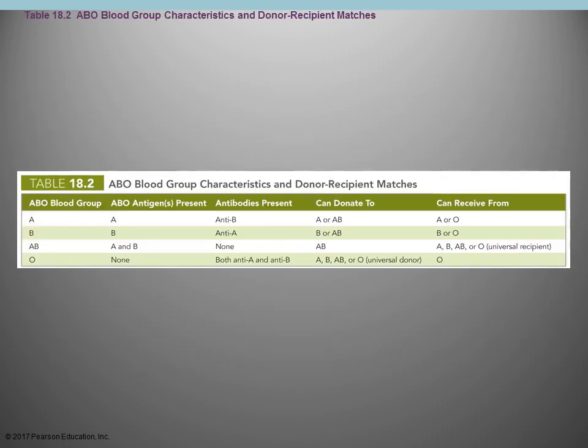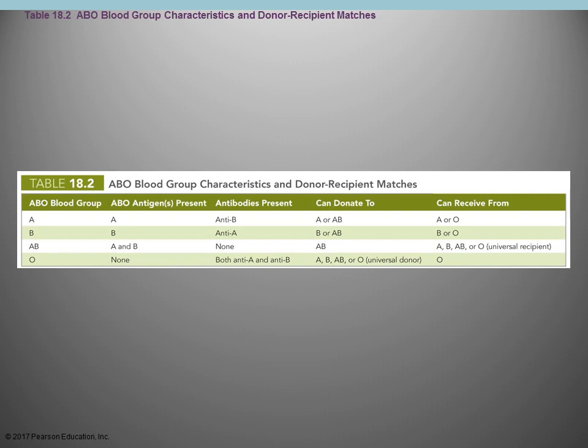This chart is showing you on the far left of the screen the four different blood types, A, B, AB, and O. So what is on the red blood cell? If you're type A blood, in the second column you see you have the A antigen. If you have type B blood, you have the B antigen. If you have type AB blood, that means you have both the A and the B antigen. And if you have type O blood, you don't have any of those antigens on the surface of your red blood cell.